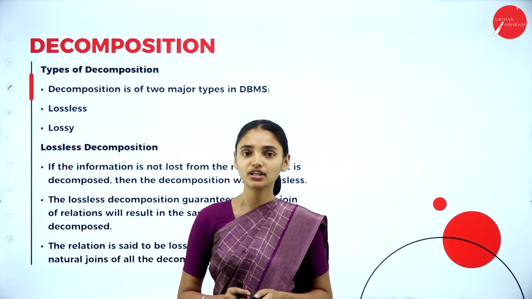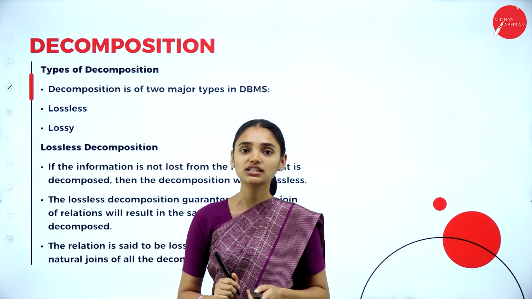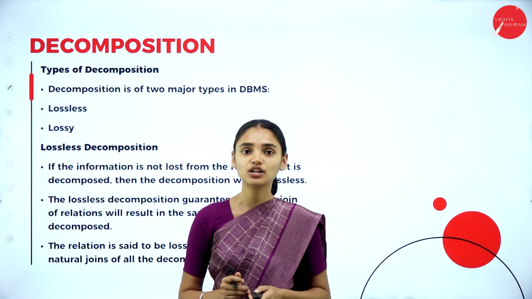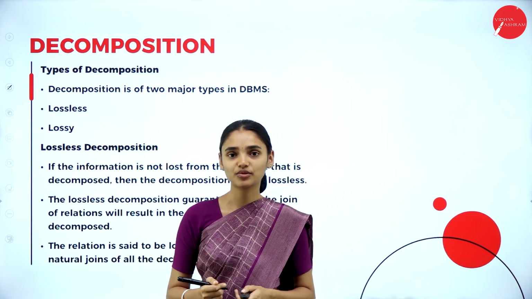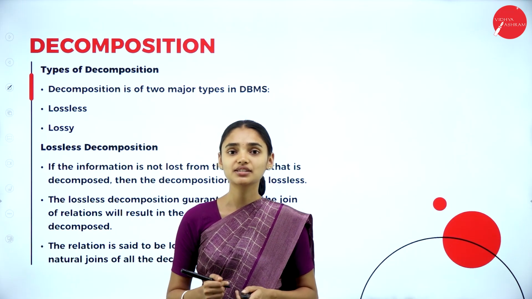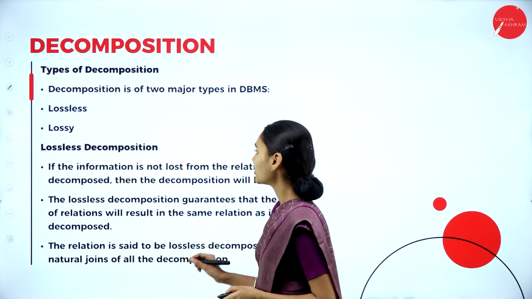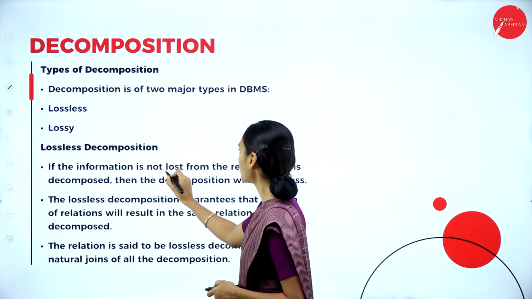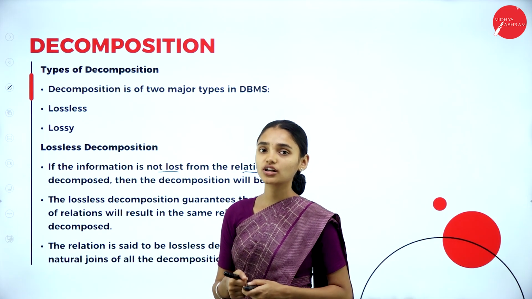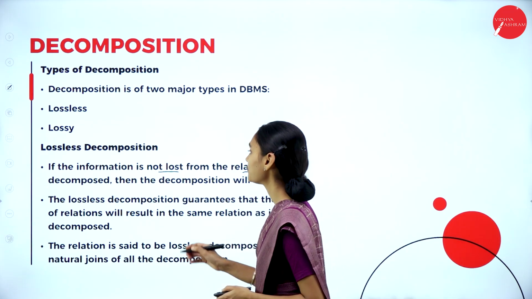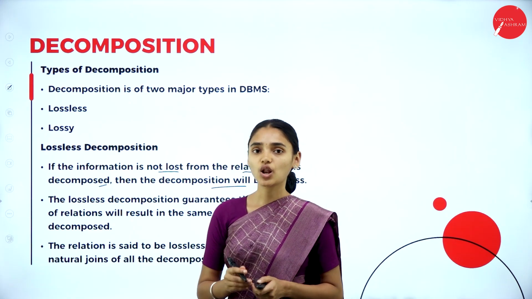Next is types of decomposition. There are two types of decomposition. One is lossless decomposition and the second one is lossy decomposition. The first one is lossless decomposition. The name itself says lossless, where the information or data is not lost from the relational table. When the data or the information is not lost from the relational table and it is decomposed, then the decomposition will be lossless.